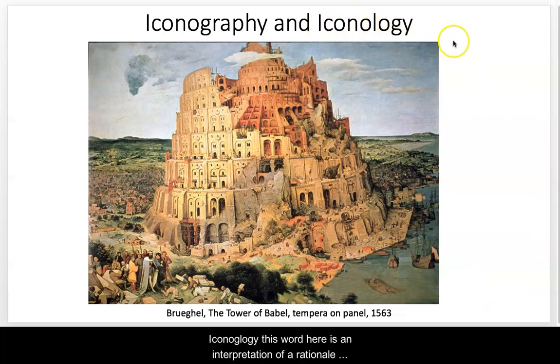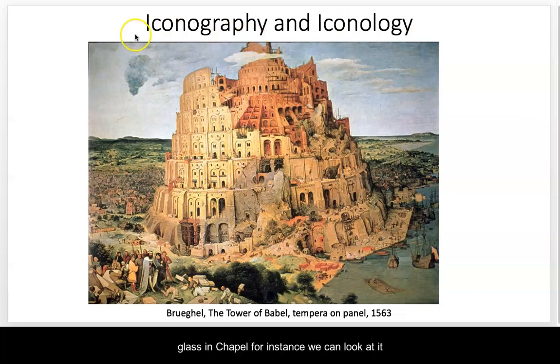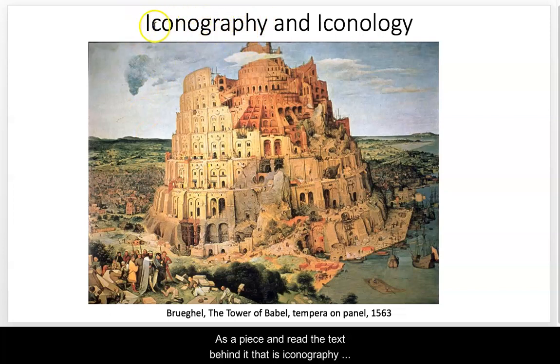Iconology, this word here, is an interpretation of a rationale behind a group of works. So we have a single stained glass in a chapel, for instance. We can look at it as a piece and read the text behind it. That's iconography. And then in the whole cathedral, we have the same building with a bunch of works, and we can look at the rationale behind all the stained glasses together as a group, and that would be the idea of iconology. So taking the individual works and putting them together as a grouping.